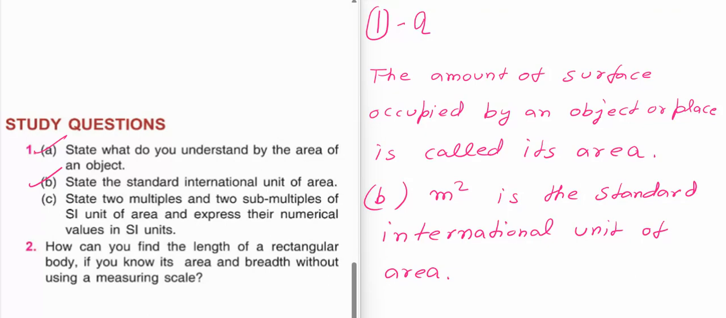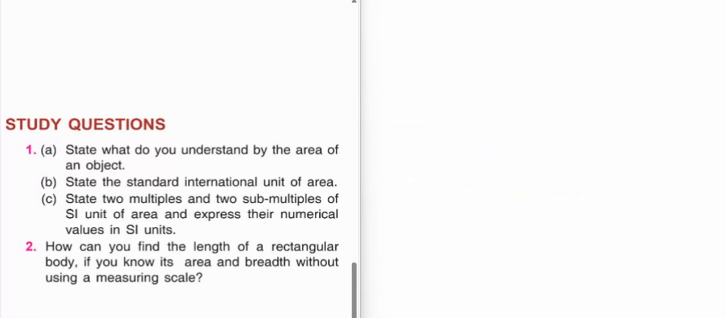Now, we will solve part C. State two multiples and submultiples. So, beta ji, first of all, we will write multiples. Multiples: 1 hectare. So, beta, hectare.